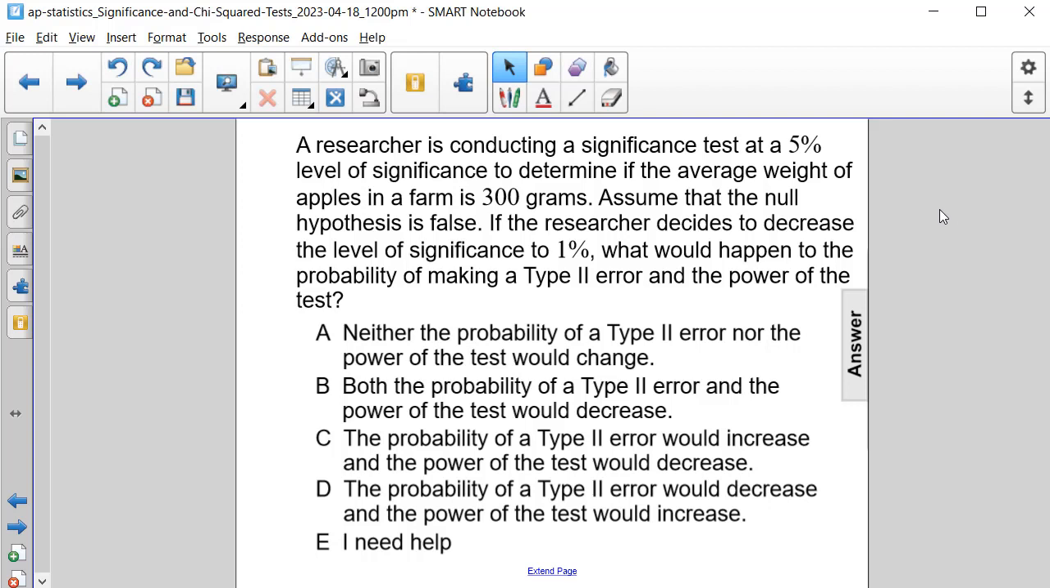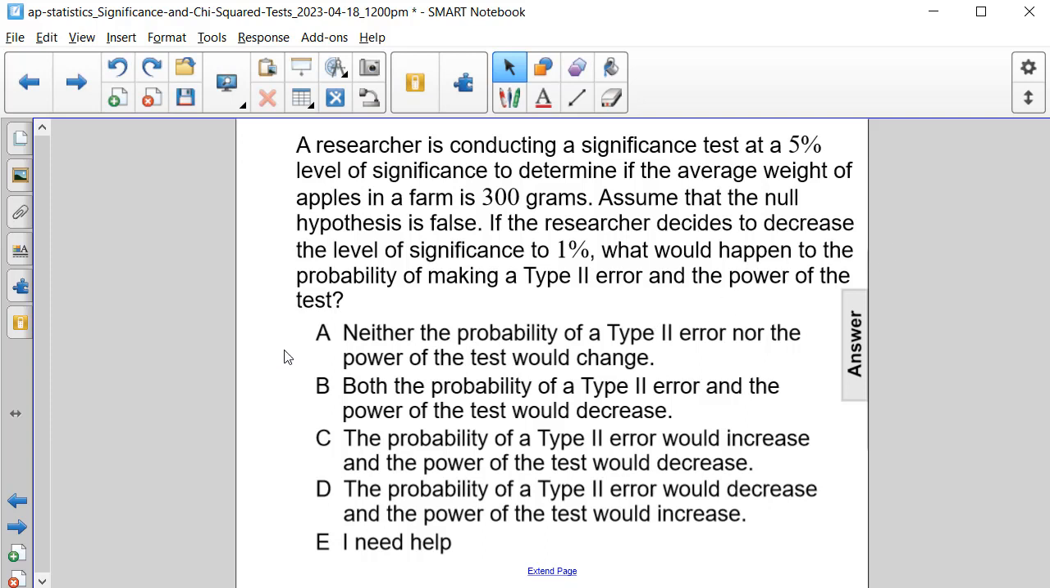A researcher is conducting a significance test at a 5% level of significance to determine if the average weight of apples in a farm is 300 grams. Assume that the null hypothesis is false. If the researcher decides to decrease the level of significance to 1%, what would happen to the probability of making a type 2 error and the power of the test?